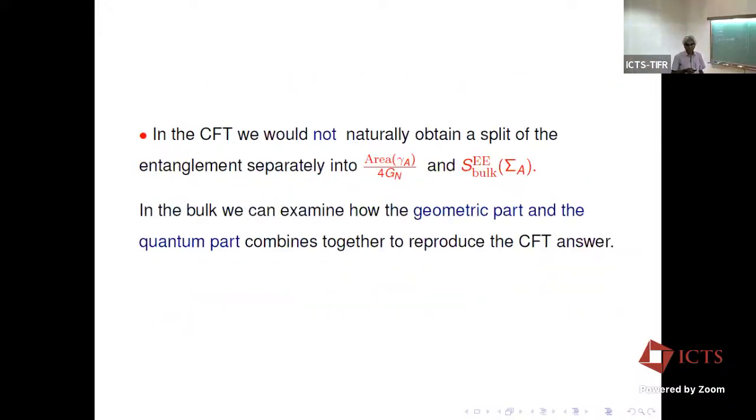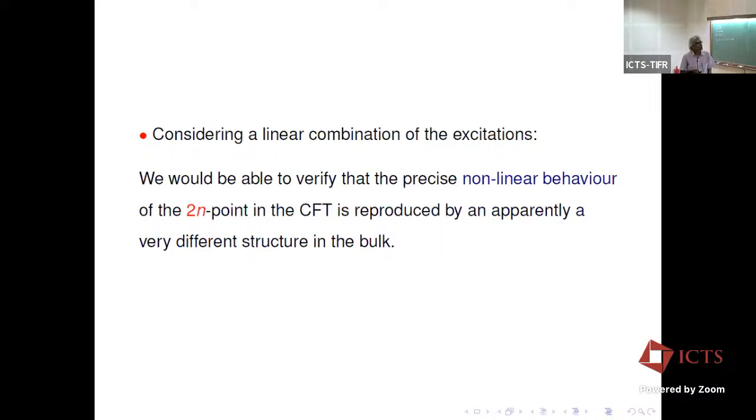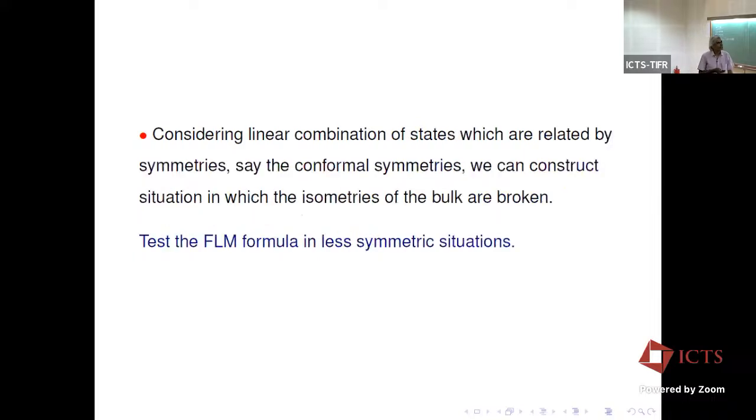And in CFT, as you will see, one would not obtain a natural split between area over 4G Newton and S bulk. We can see, by doing this calculation, how these things combine to reproduce the CFT answer. Now, suppose you consider linear combinations of excitations: you'll be able to verify how precisely the nonlinear behavior is captured on both sides. And by considering linear combinations, you can test all these formulas in less symmetric situations. So this is the rough motivation.